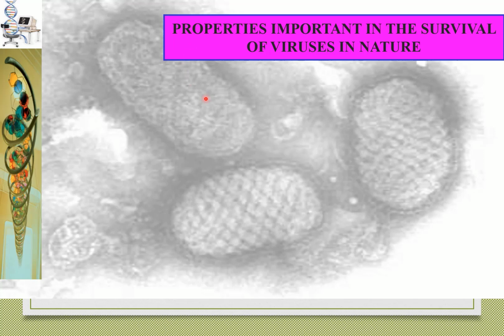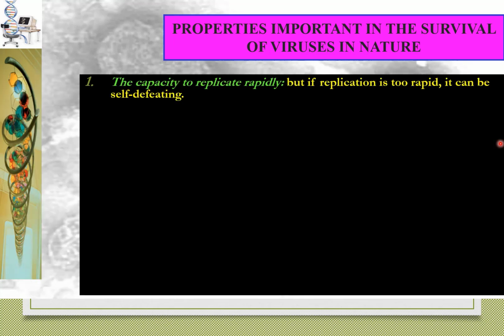Viral genetics. Probability is important in the survival of virus in nature. The capacity to replicate rapidly, but if replication is too rapid, it can be self-defeating.